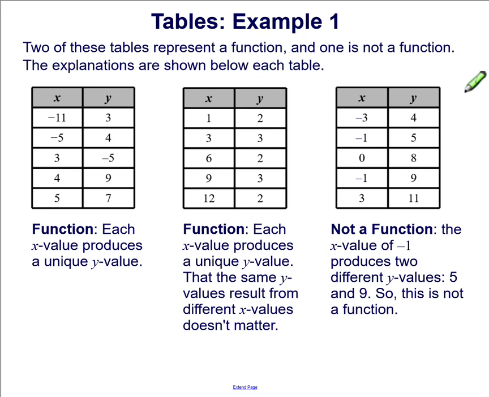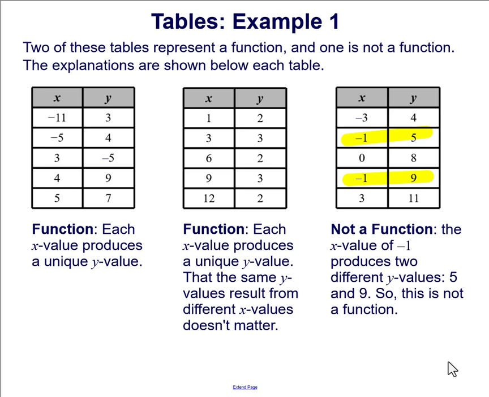Now in this table, we don't have a function. The x value of negative 1 produces two different y values, 5 and 9. So this is not a function, this is a relation. I'll highlight that right here. See, negative 1 has an output of 5, and negative 1 also has an output of 9. Because negative 1 has two different outputs, this is not a function.